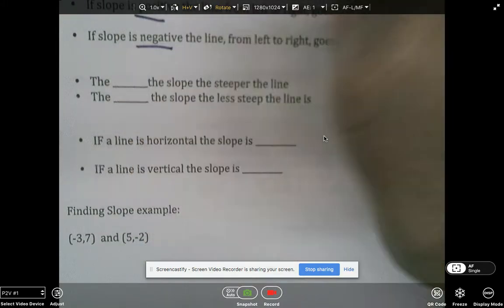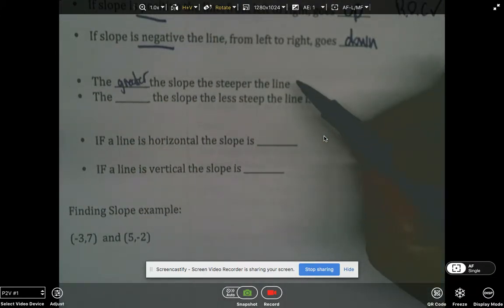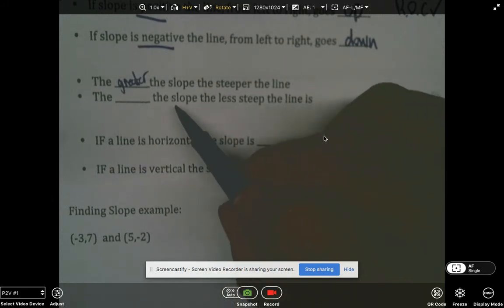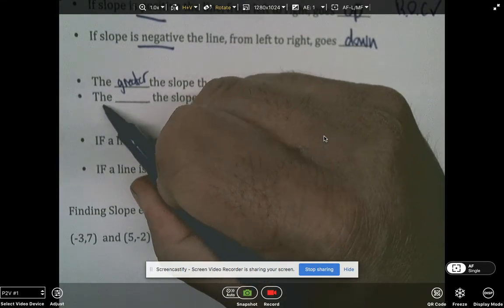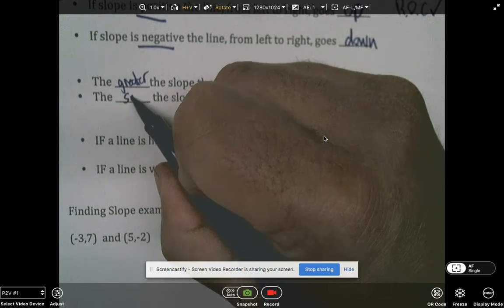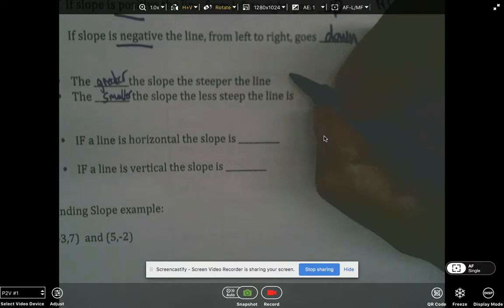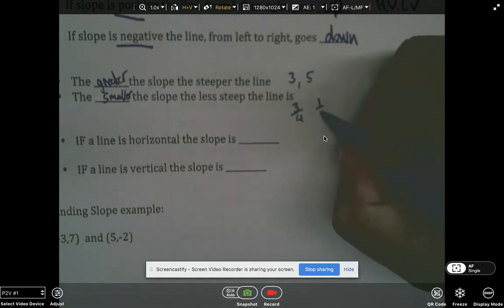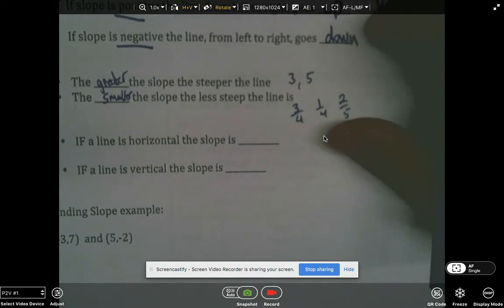So the greater the slope, the steeper the line. So raise your hand, what would happen if the slope was less steep? Yeah, then the slope would have to be smaller. So an example of a pretty large slope would be like 3 or 5, but a small slope would be like maybe 3/4, 1/4, 2/5. Those are all small slopes.